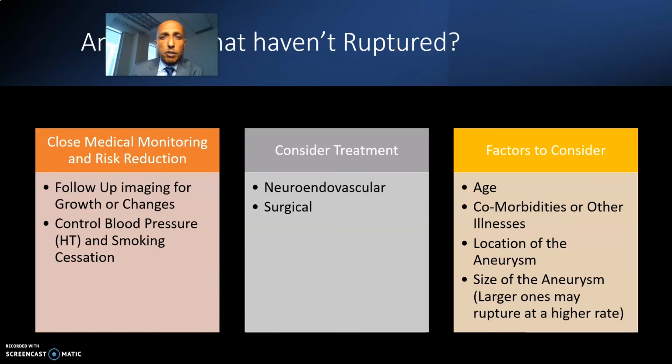What if my aneurysm hasn't ruptured? Well, there are many factors to consider when managing brain aneurysms, including age, comorbidities, the location of the aneurysm, as well as the size of the aneurysm. In certain cases, we can closely monitor the patient and reduce their risk factors, including controlling their blood pressure and smoking cessation programs. In high-risk cases where we see aneurysms have grown or they are in dangerous locations, we consider treatment. Whenever possible, we consider neuroendovascular or minimally invasive treatments, but when necessary, open surgical treatment is often considered as well.